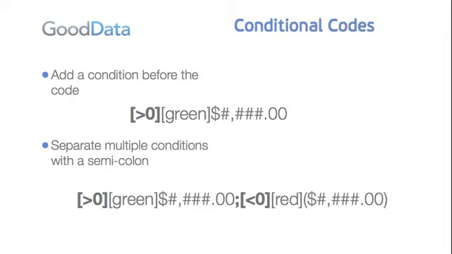In the bottom example, with some simple formatting, I decide to show everything greater than 0 as green and everything less than 0 as red, with parentheses around the value.